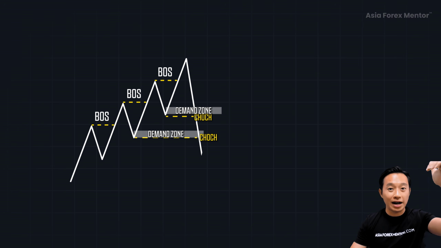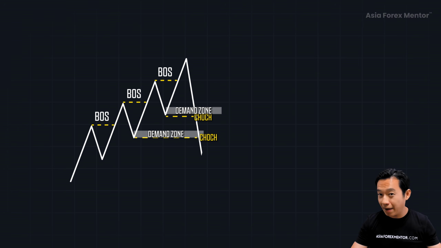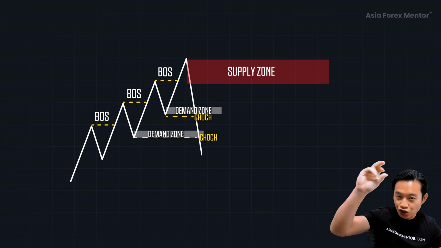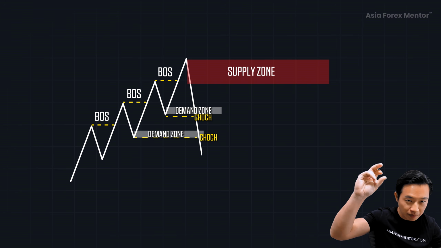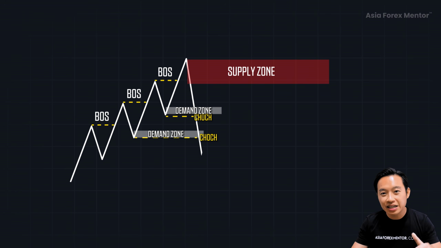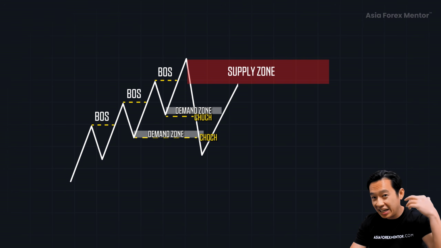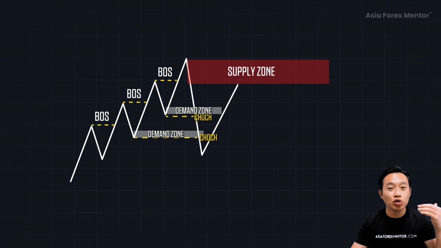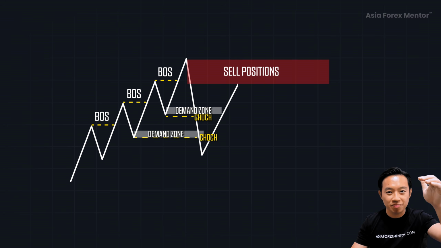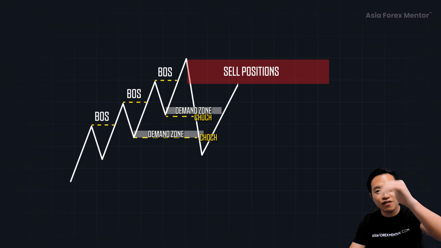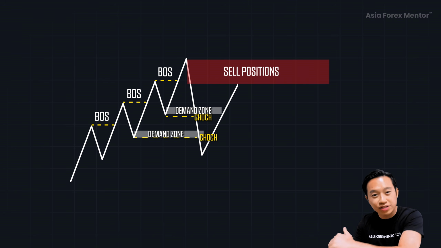Now, after price broke through multiple demand zones, what happens? A supply zone forms at the extreme, which is at the top. As a result, we would expect price to move higher towards this extreme supply zone if it reacts to it. So then what can we do there? You can enter the market by placing sell positions with the expectation that the price will form consecutive bearish breaks in structure to the downside.